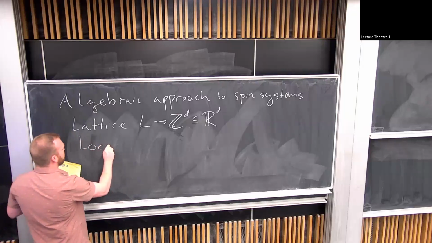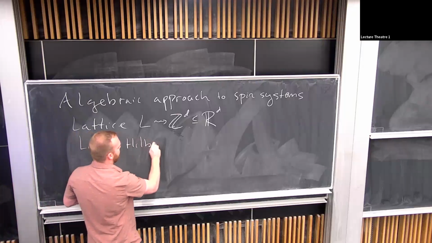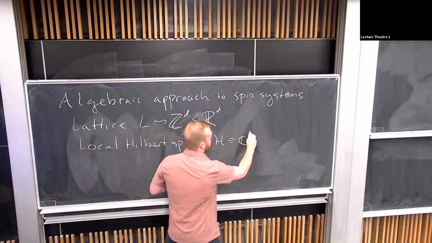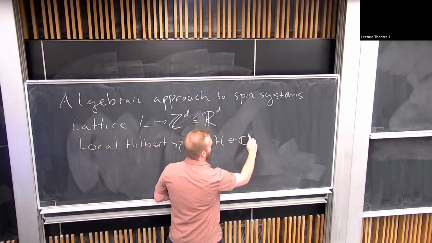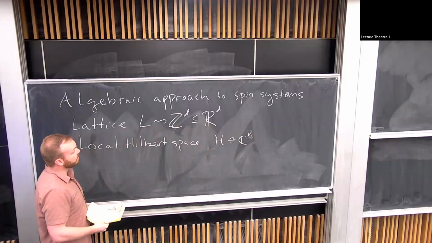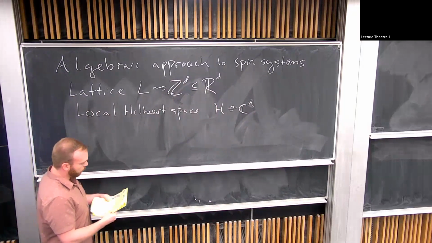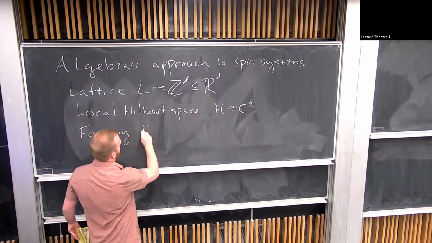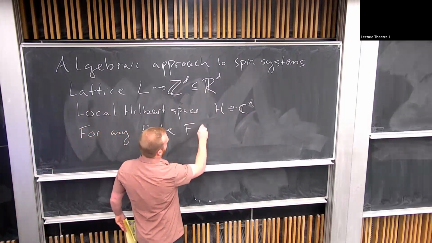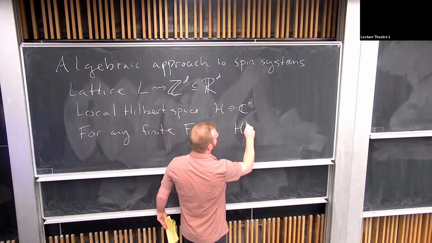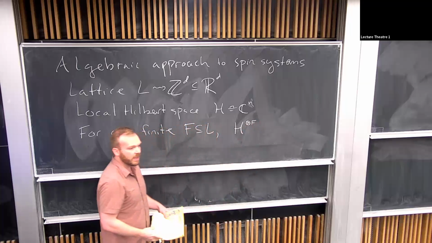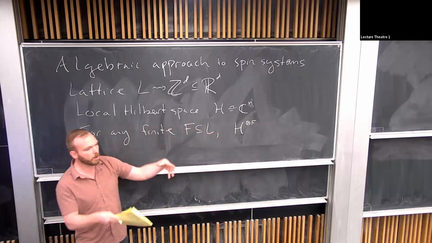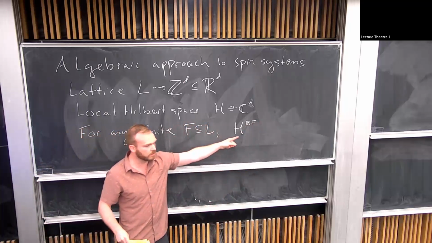And then we have a local Hilbert space H, which is going to be finite dimensional. That d is different from that d. This is the basic setup before you start, for a spin system. And in particular, for any finite subset F inside the lattice, I can take the tensor product of this Hilbert space over the sites, and this is going to be the Hilbert space for the system on this little patch of lattice. This is the little Hilbert space here.